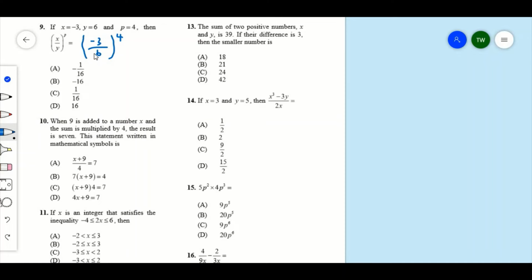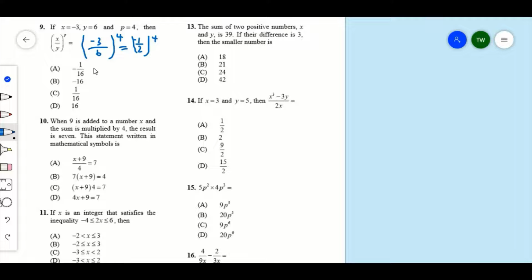Alright? Here, negative 3 over 6 can be reduced. Both numbers can be divided by 3. So if we divide both numbers by 3, what we're going to be left with is negative 1 over 2 all raised to the 4th power. And the power tells us how many times we must multiply the base.